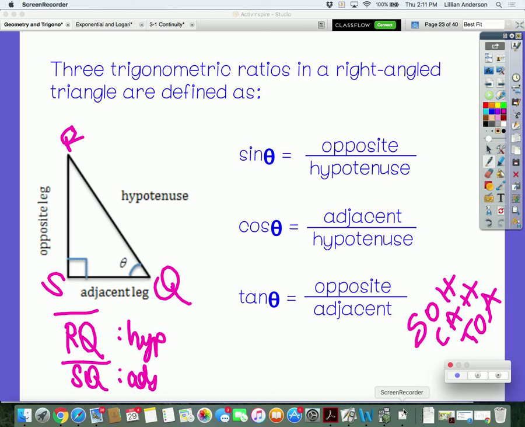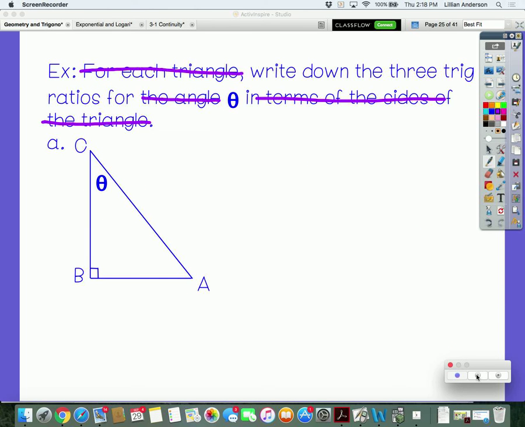Which one's the opposite? Which one's the adjacent? So on and so forth. We're going to look at this example. It says for each triangle, we're going to write down three trig ratios for the angle theta in terms of the size of the triangle. So we're doing a similar process to what we were doing before, okay? Here's your triangle. There's theta.